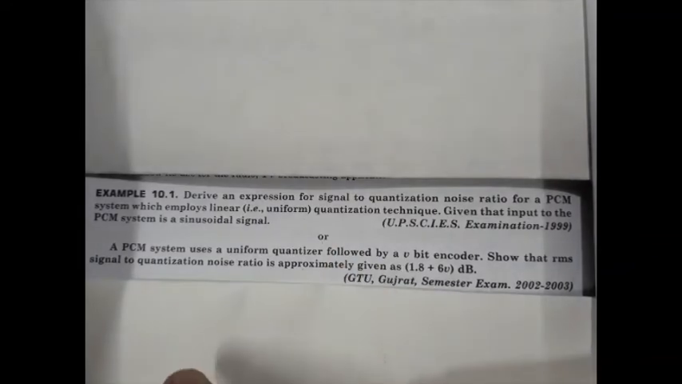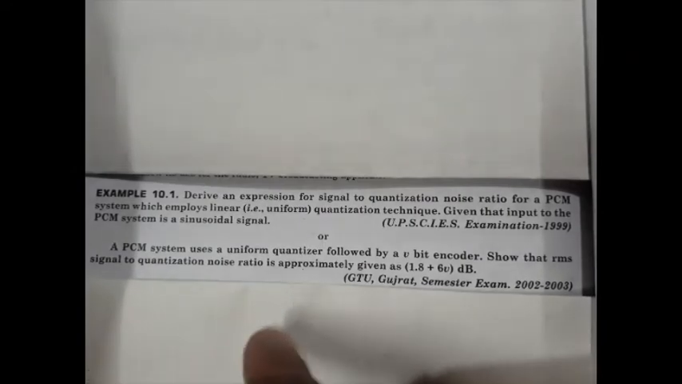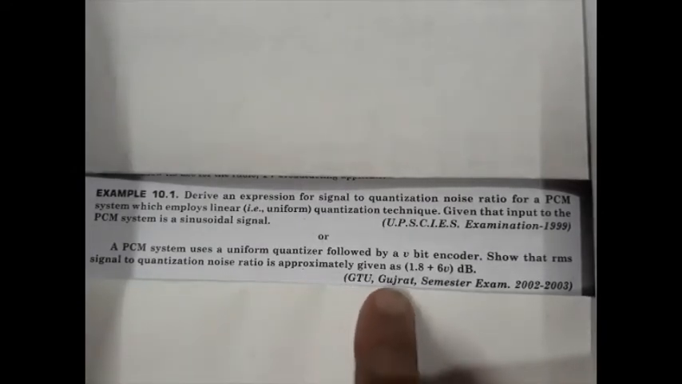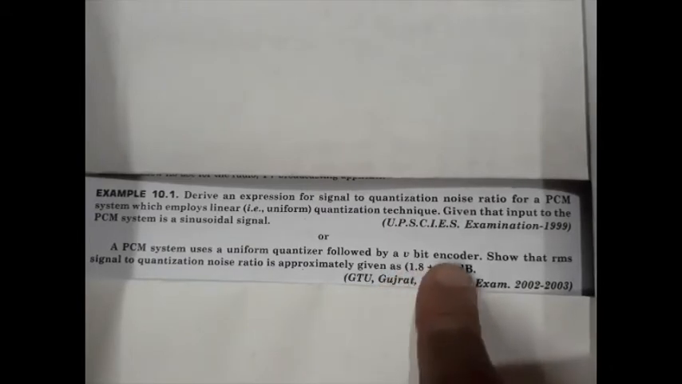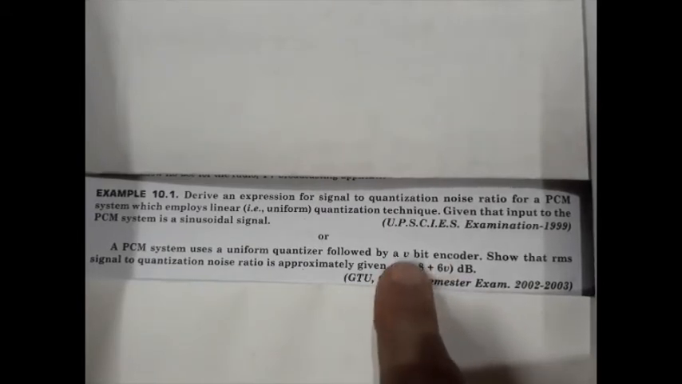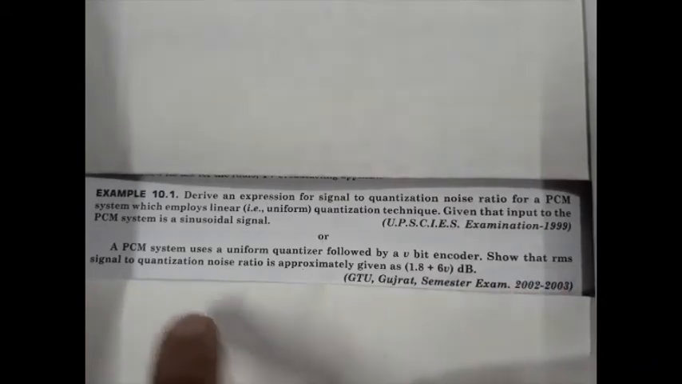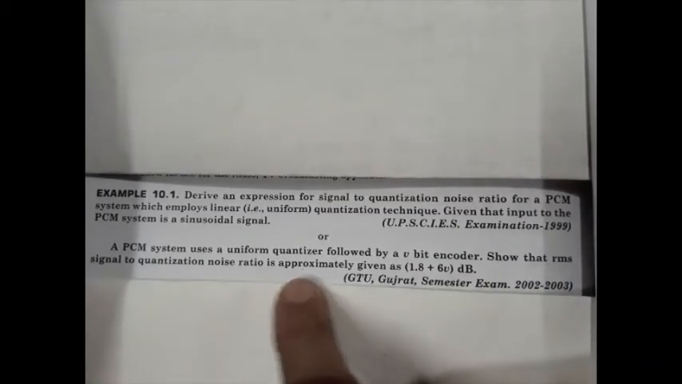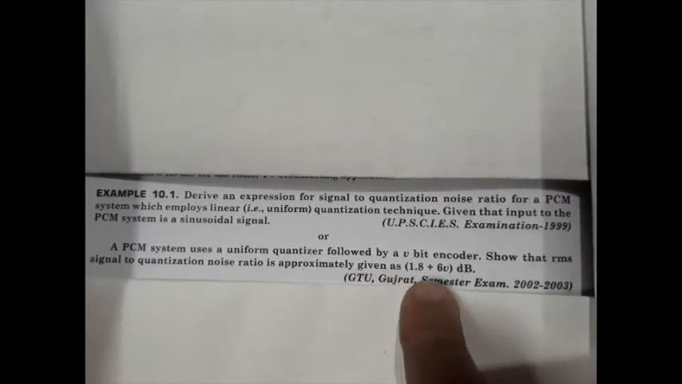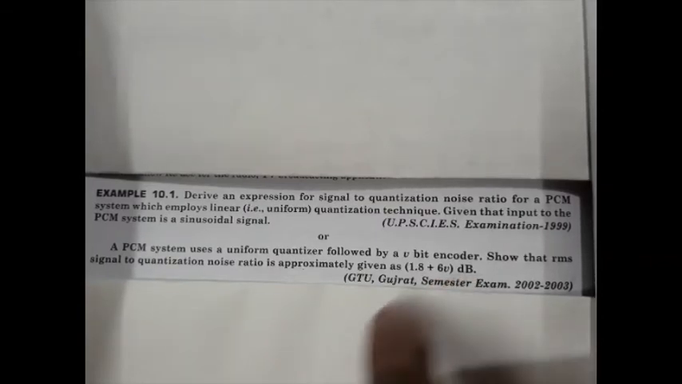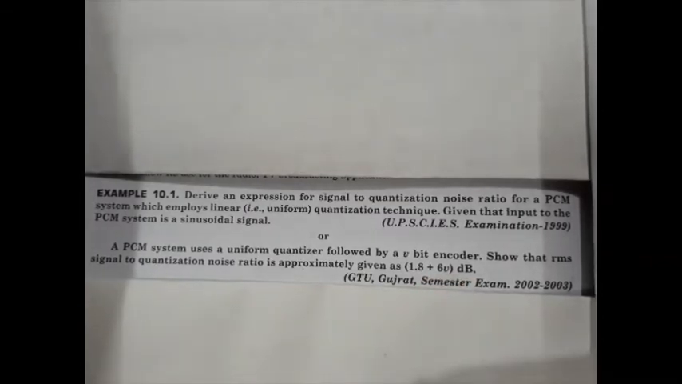And same problem in different language. A PCM system uses a uniform quantizer followed by a v-bit encoder. We will consider it as n because we have already used number of bits as n. So whatever may be, v-bit encoder, show that RMS signal to quantization noise ratio is approximately given as 1.8 plus 6v dB, where v is the number of bits. So let us try to solve this problem.